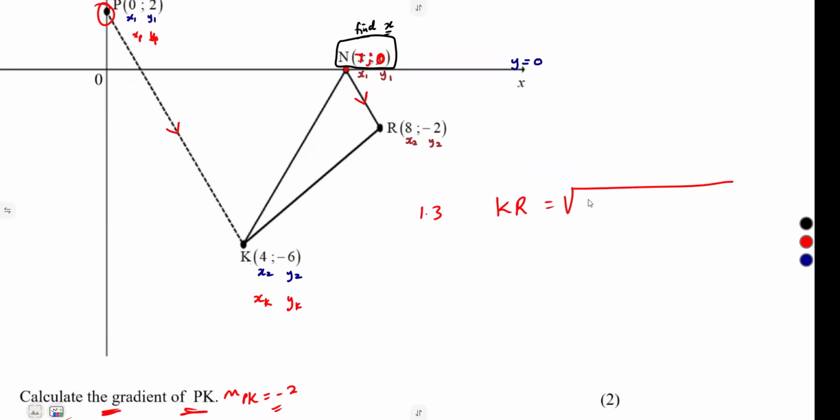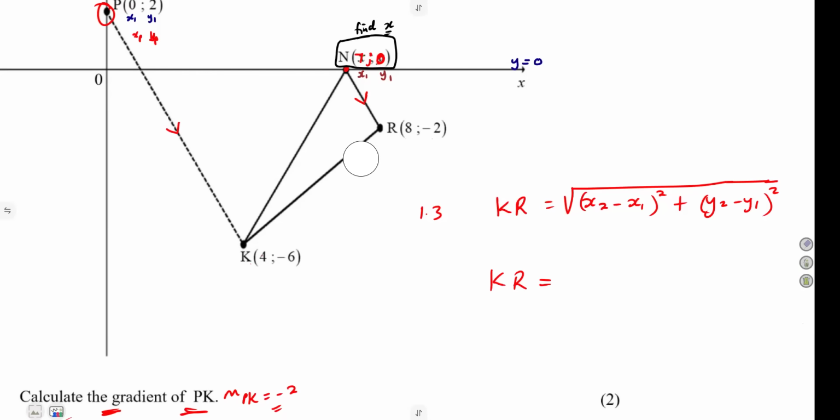If you are determining the length, the formula is going to be the square root of x2 minus x1 squared plus y2 minus y1 squared. This is your formula. So simply substitute into the formula. What we need here is K, and this is our R here. So we're just going to name our points, since we are focusing on these two, K and R. I'm just going to name this one as my point 1.